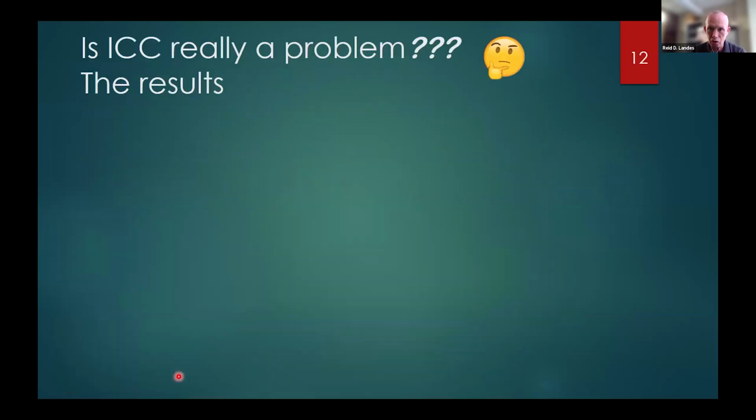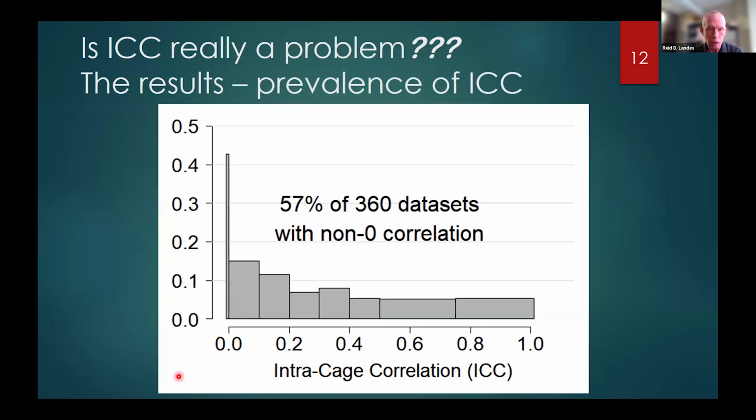We're going to analyze it 2 ways. With the correct model, we can get estimates of that intra-cluster correlation. And when we do, 57% of those 360 data sets had non-zero ICC. That's statistically over half of those data sets having non-negligible ICC.